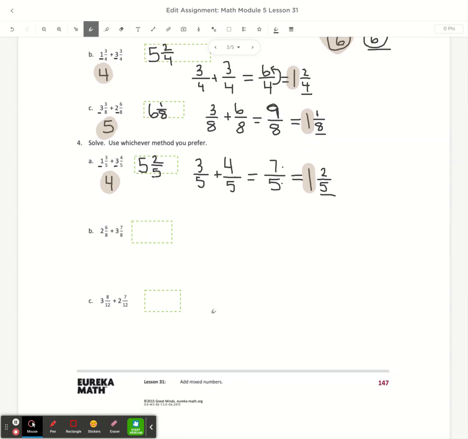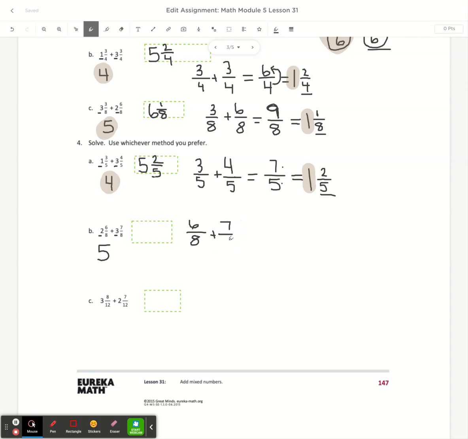Okay, part B, almost done. We have 2 6/8 plus 3 7/8. So I'm going to just start off by adding those whole numbers together. So 2 plus 3 equals 5. And I'm just going to leave my 5 to hang out there while I add my fractions together. So I have 6/8 plus 7/8.